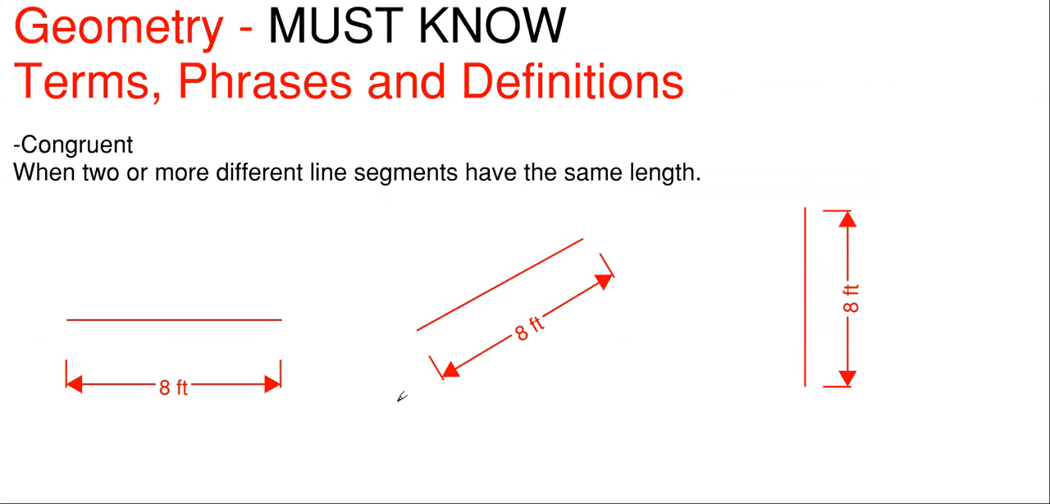So moving on to the next set of terms here, we have congruent, which just means 2 or more different line segments of the same length. So we have 3 pictures here of a line segment, which is just a fancy way of saying a line, that they're all 8 feet in length. Doesn't really matter what the orientation is, as long as it's the same length, they're considered to be congruent. So as you can see, we have one that is completely horizontal and flat, one that's at an angle, and then one that is completely vertical. These are considered to be congruent with one another.